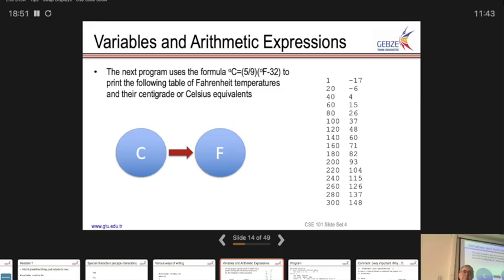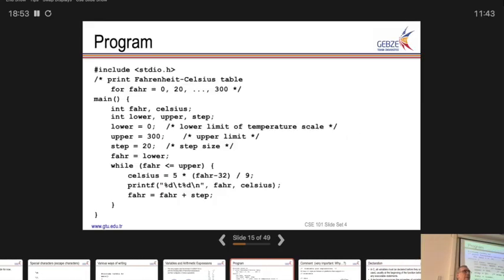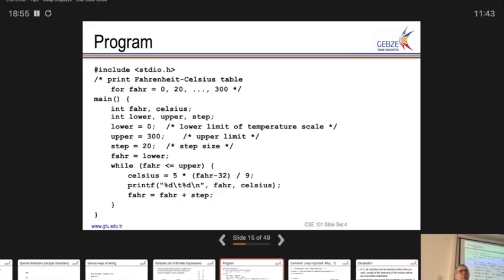Bunu basacağız. This is the program. So this part is the comment section. This is the comment. Comment begin, comment end. In C++, starting with the C++, we have this double forward slash.